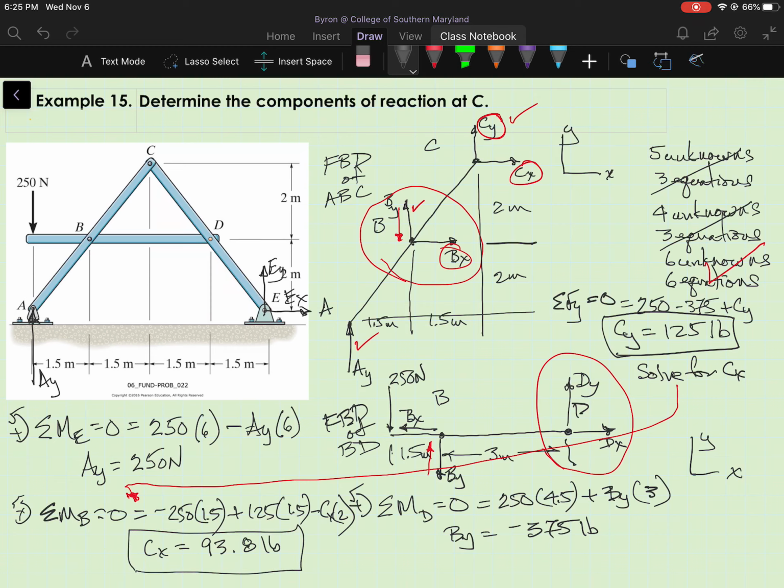Okay. So the reaction at C has an x component of 93.8 pounds acting in the positive x direction and a y component of 125 pounds acting in the positive y direction.